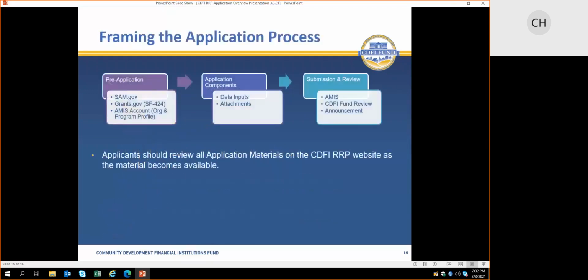Thanks so much, Clint. As we frame the application process, we think of it basically as a three-part process. First, the pre-application. We held a webinar on this topic on February 18th, and a recording of that is available on the website Clint navigated us to at the beginning, cdfifund.gov/RRP. The slides from that presentation, as well as this presentation, are on that same website. But we're going to go over just a few of the pre-application pieces now before getting into the application components and submission and review process.